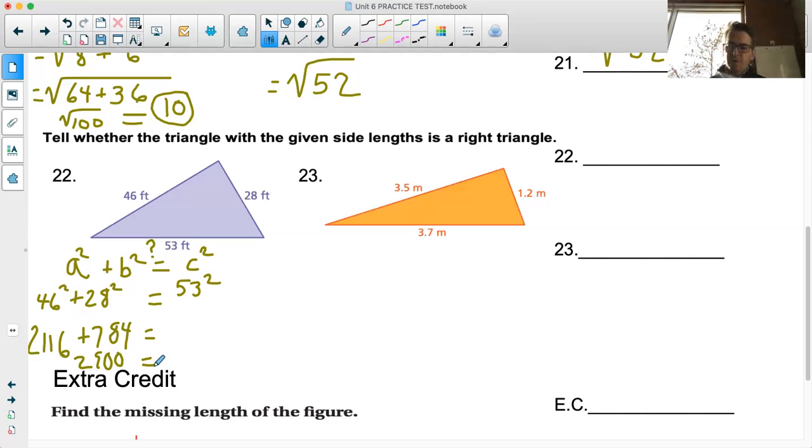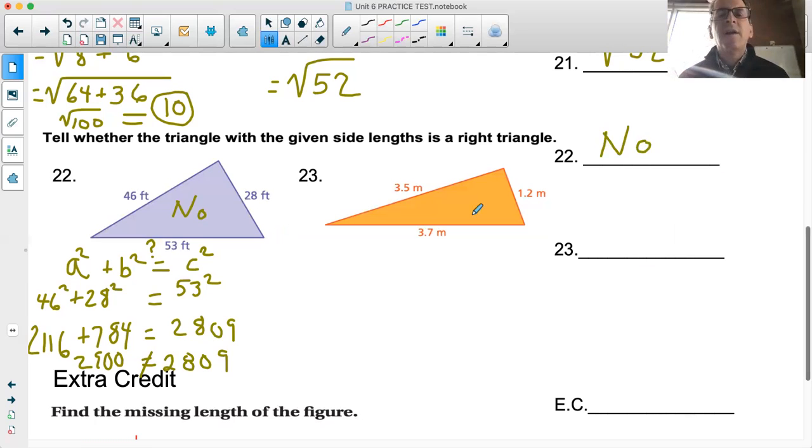So 53 squared is equal to 2,809. If that's equal to 2,809, we then can conclude that 2,900 does not equal 2,809. And because it does not equal it, we can say no, it is not a right triangle for 22. So your answer for 22, whether or not it's a right triangle, is no.